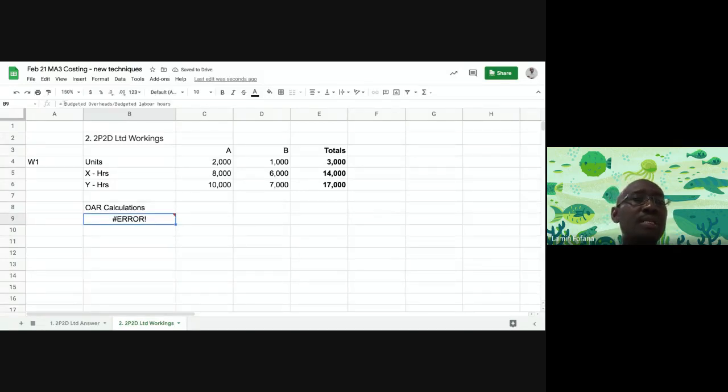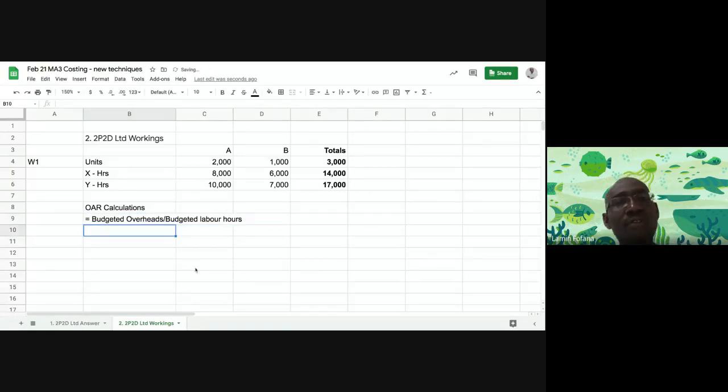So it is the budgeted overheads divided by our budgeted labor hours. Okay, agreed? So we're going to do it for each department. We have Department X and we have Department Y.